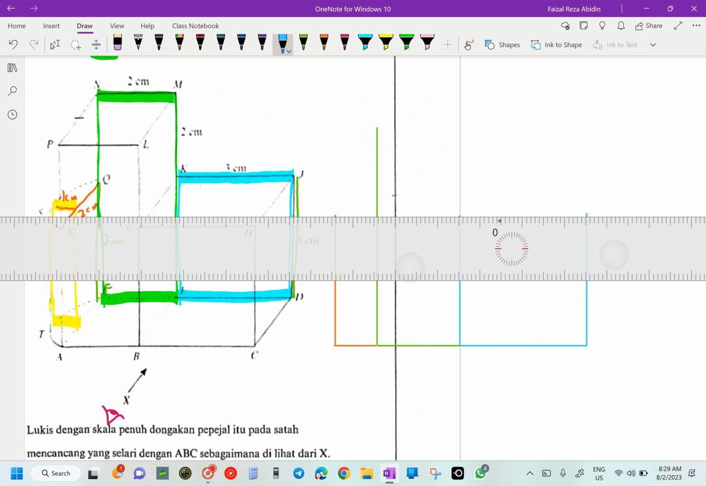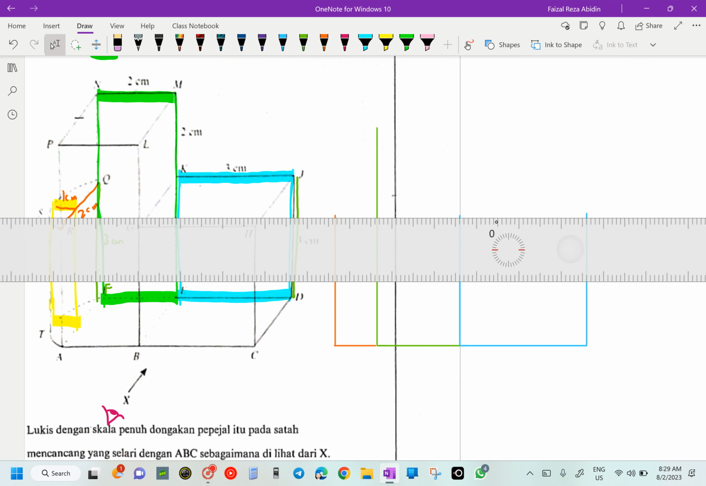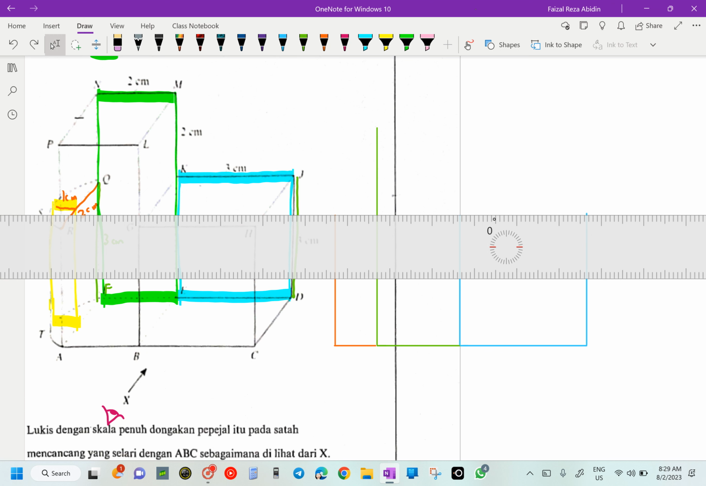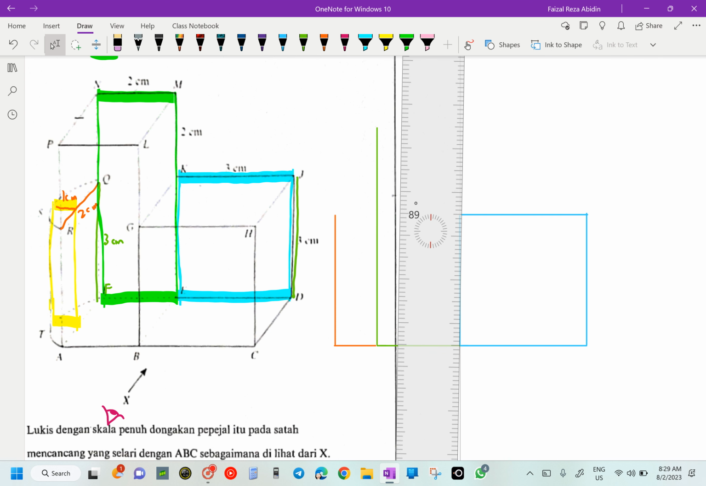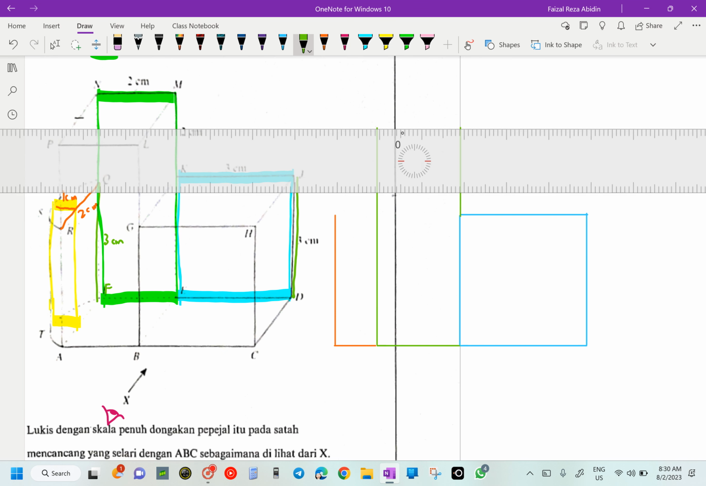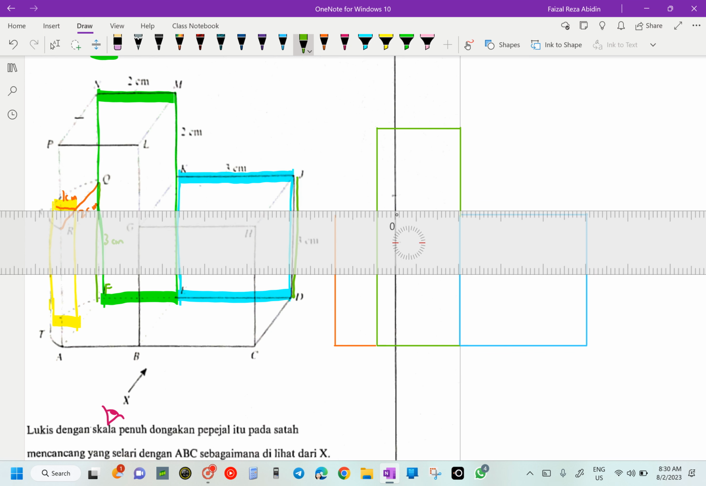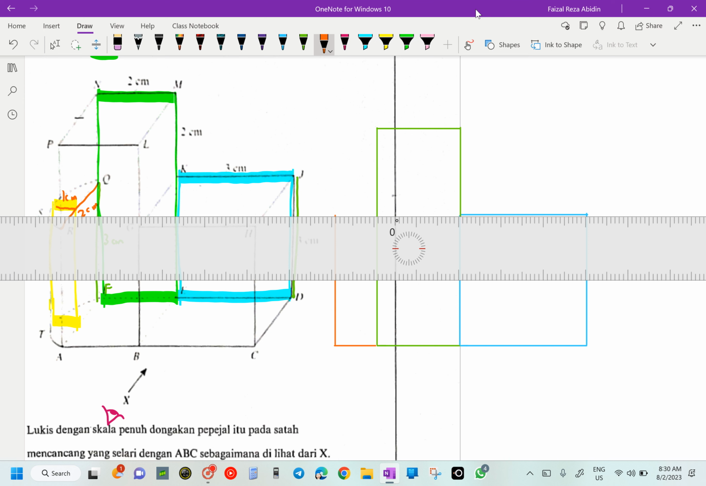Okay, there you go. Okay, first thing. I'm going to get this one. Alamak, nampak sangat nipu ni. Okay, we are going to draw our square. This one naik sikit lagi 2 cm. And the yellow one, 1 centimeter.